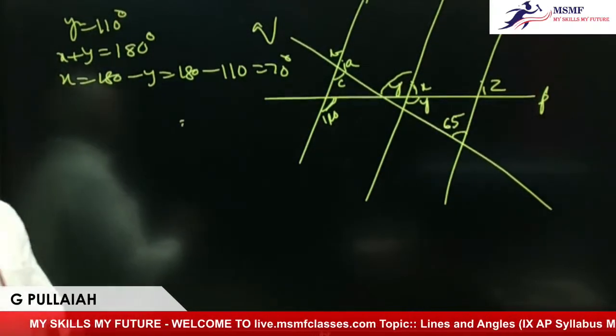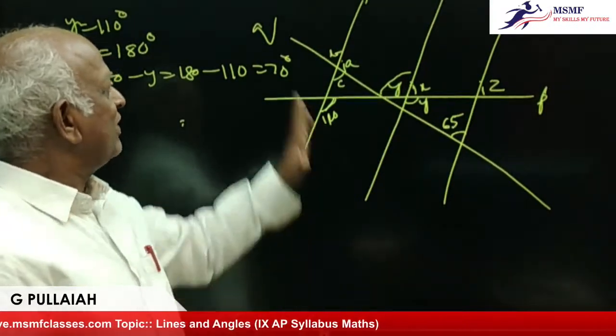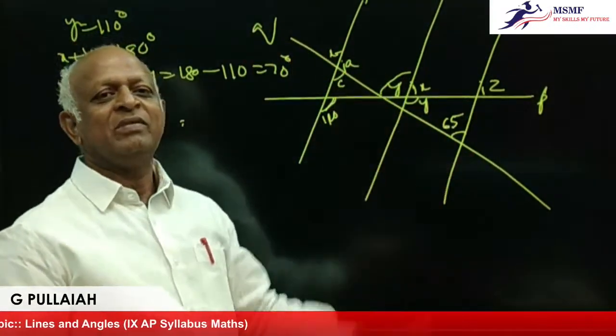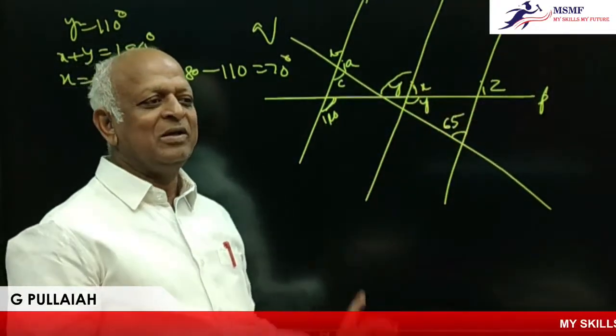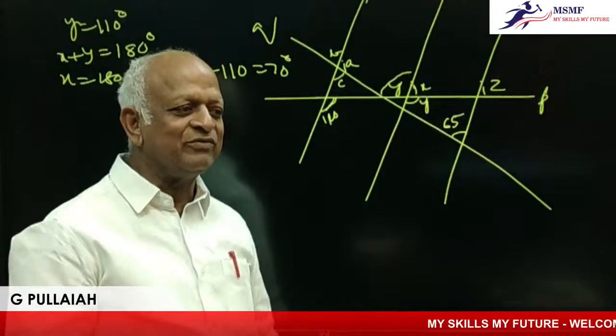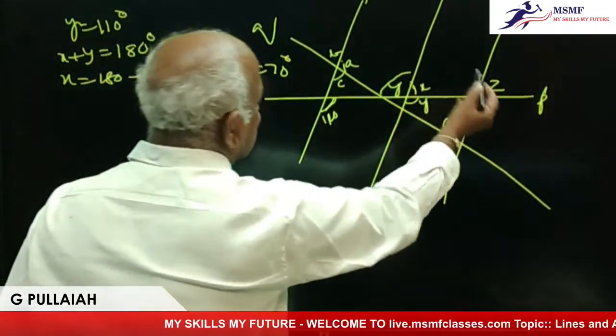Our concept is only one thing here. We have to concentrate on one thing. Forget about Q for some time. Let us say Q is not there at all. Think only P is there. Basing on that, you can arrive at the solution very easily. Clear? So now we have to find the value of Z.